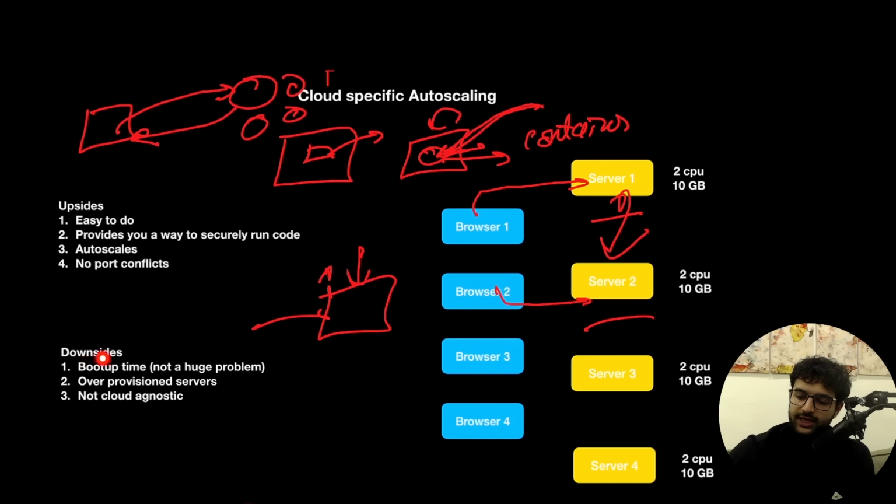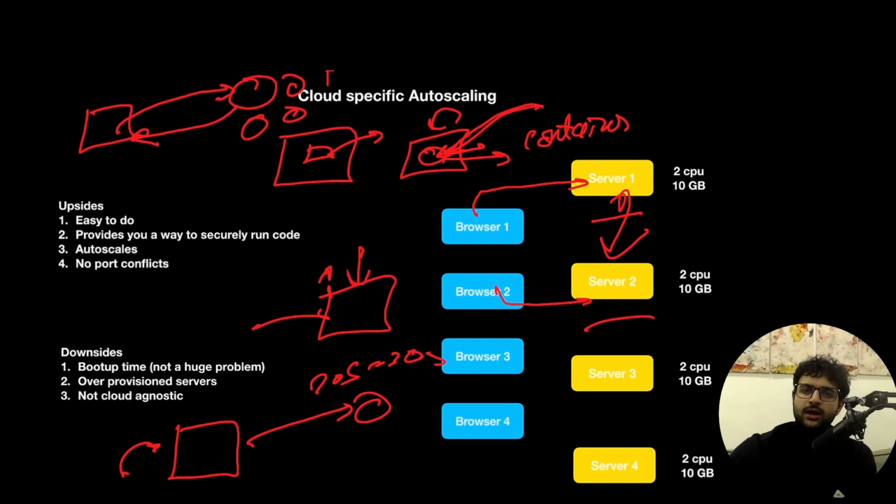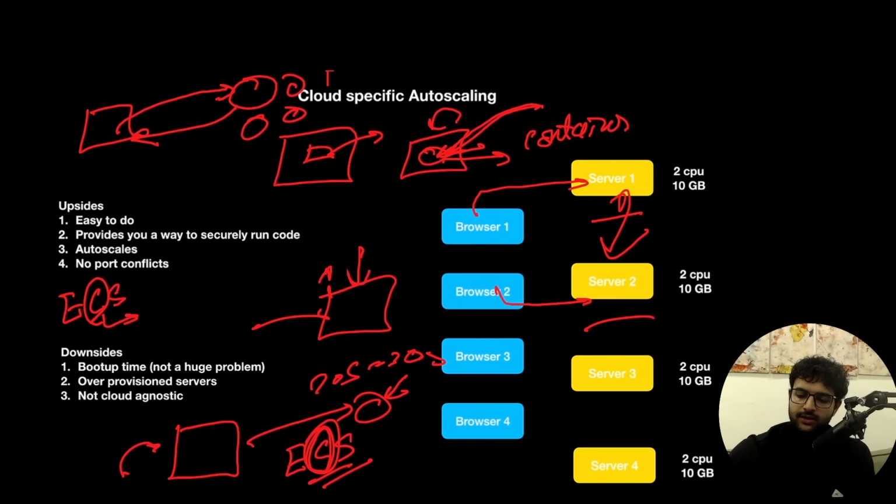What are the downsides? Number one, boot up time. It takes some time for the machine to come up. You cannot be like, acha, the person opens the browser, immediately gets a server. No, it takes like 20 seconds, 30 seconds for a machine to come up. Can this be faster? Yes. You can use something called ECS, where you don't bring up machines, you bring up containers. What does ECS stand for? It stands for Elastic Container Service. What does elastic mean?